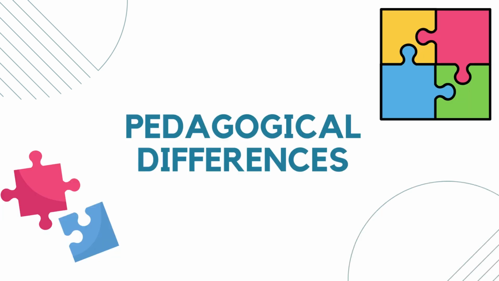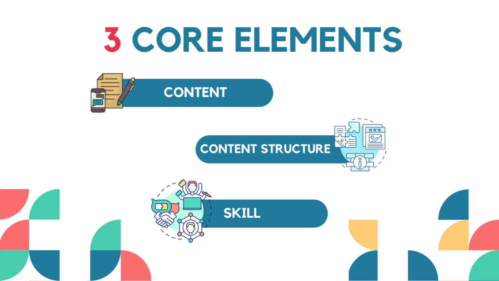So, we are going to first touch on the pathological differences. And within these differences, there's three core elements, which is content, content structure, and skill. And within those are five major approaches, which are constructivist, collaborative, integrative, reflective, and inquiry-based learning.